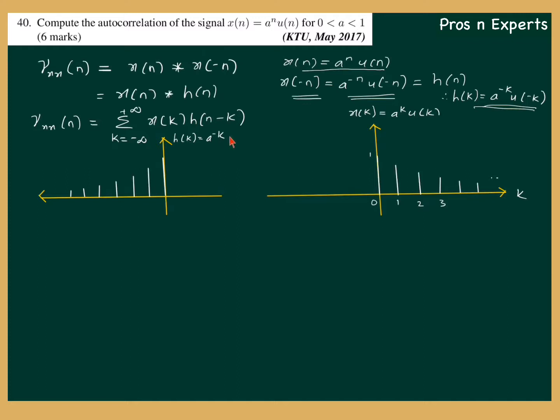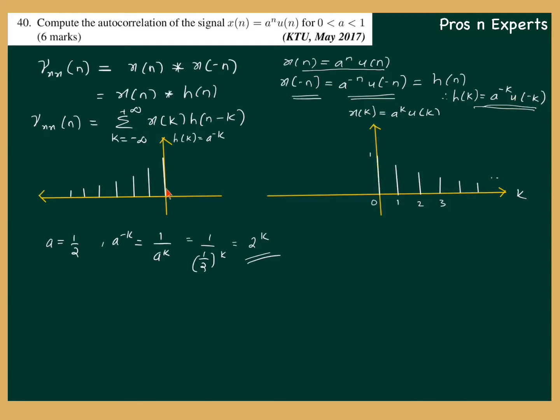Wait. How did we obtain the signal? Because a raised to minus k for a less than 1 is actually an exponentially increasing signal, right? For example, if a is equal to 1 by 2, then a raised to minus k is 1 by a raised to k, which is equal to 1 by 2 raised to k, which is equal to 2 raised to k. So 2 raised to k is definitely an exponentially increasing signal, in both directions.